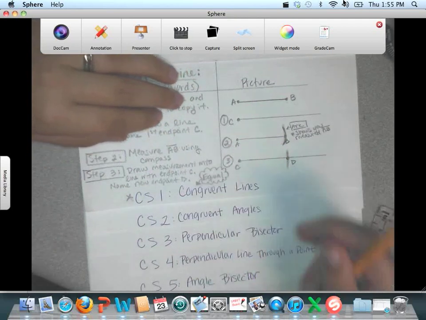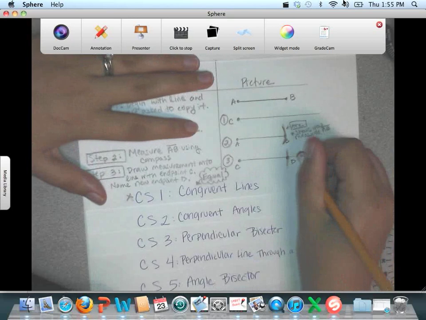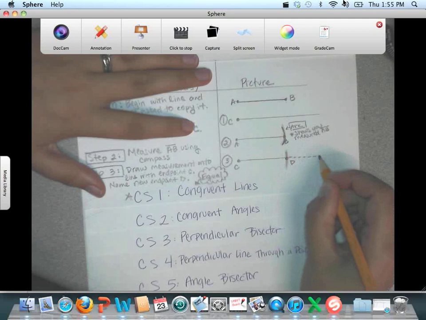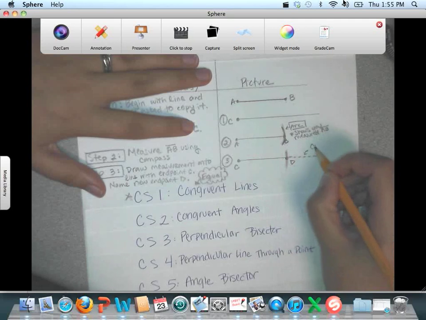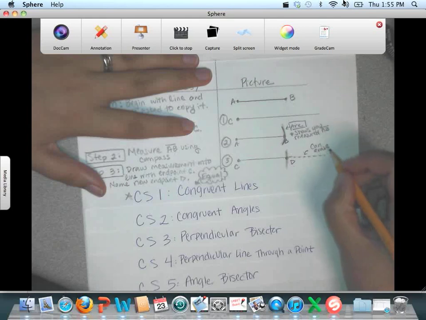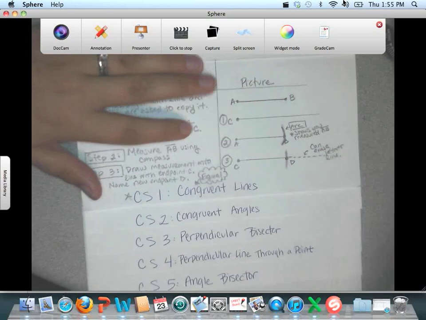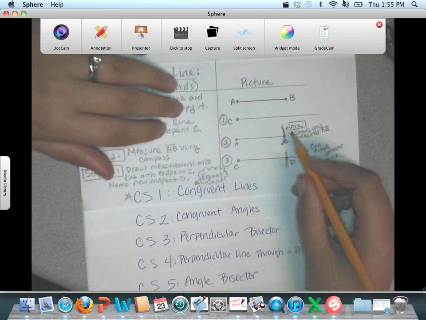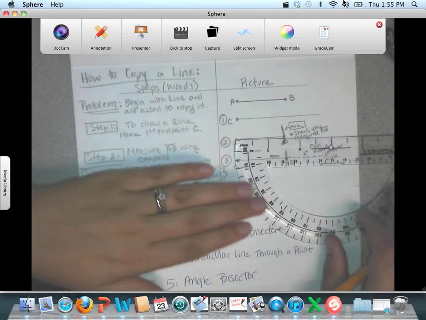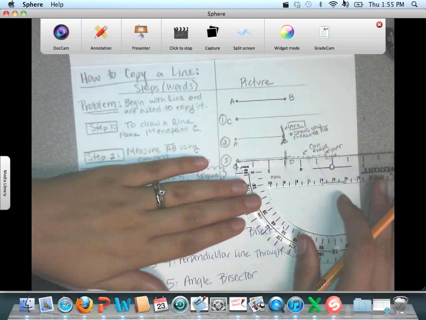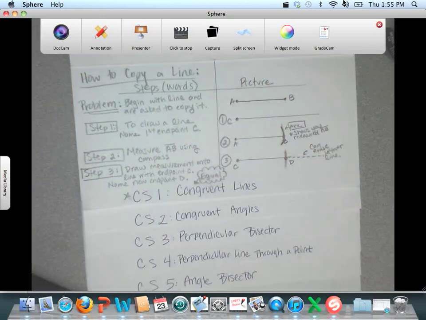Essentially, once you draw this, you could take your eraser and erase. I'm just going to make it dotted now. You can erase the leftover line. These measurements would be exactly the same. In fact, if you measure AB, it's 1.5 inches. If you measure CD, it's also 1.5 inches.